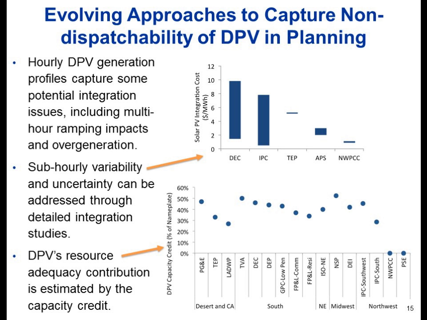Hourly generation profiles can be used to capture some of the effects of distributed PV, including things like multiple hour ramping needs and the potential for overgeneration events. Those are where we have thermal plants that can't be backed down further to help absorb more solar generation.